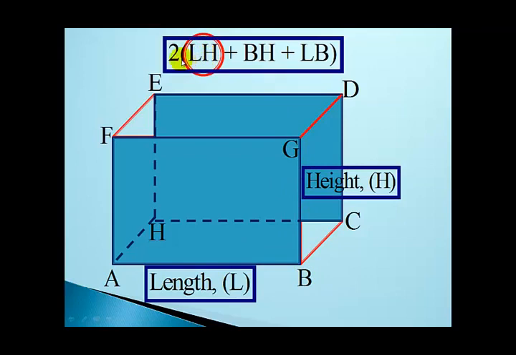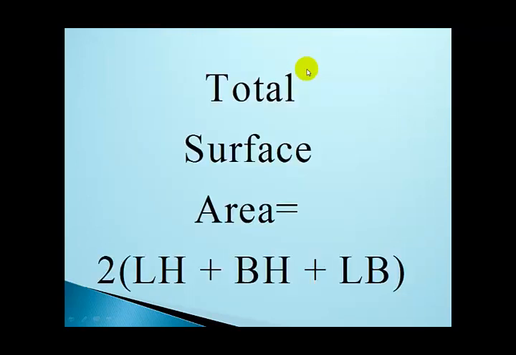Because in all these 3 cases, all the faces occur twice, that is why we factor 2 out. So the total surface area will be 2 times (LH plus BH plus LB). Take note, that is how we find the total surface area of a cuboid. So the total surface area is equal to 2(LH + BH + LB).